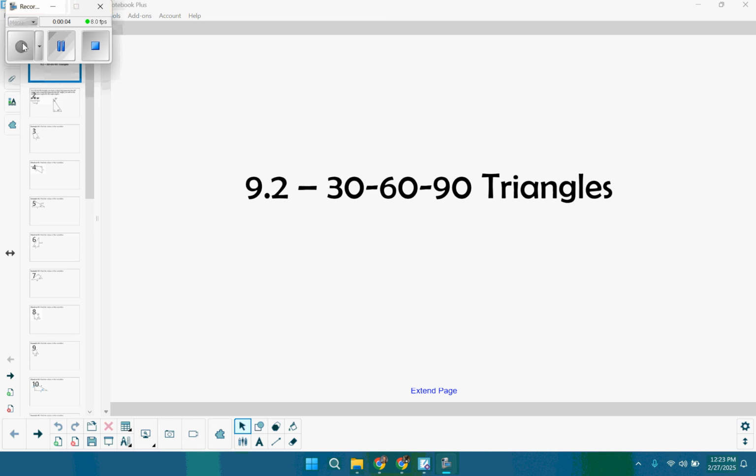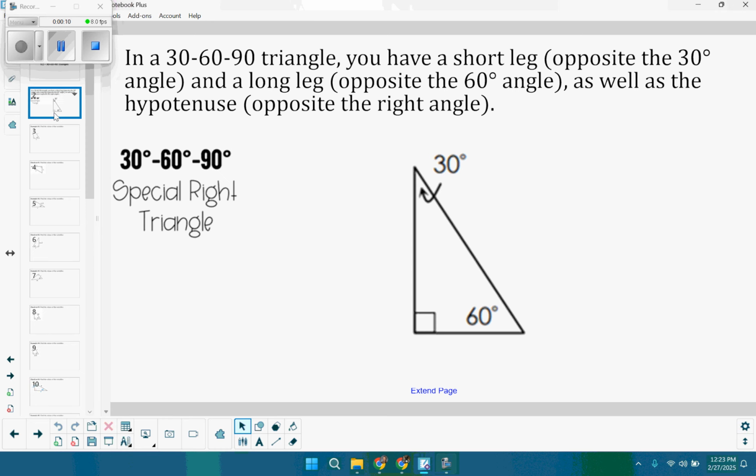This is a continuation of lesson 9.2. We're now going to talk about 30, 60, 90 triangles. So the other type of special right triangle is called a 30, 60, 90 triangle, where one of the angles is 30 degrees, one is 60, and one is 90. So we will have a short leg, because our two legs will be different lengths this time. It's no longer isosceles. A short leg across or opposite from the 30-degree angle.